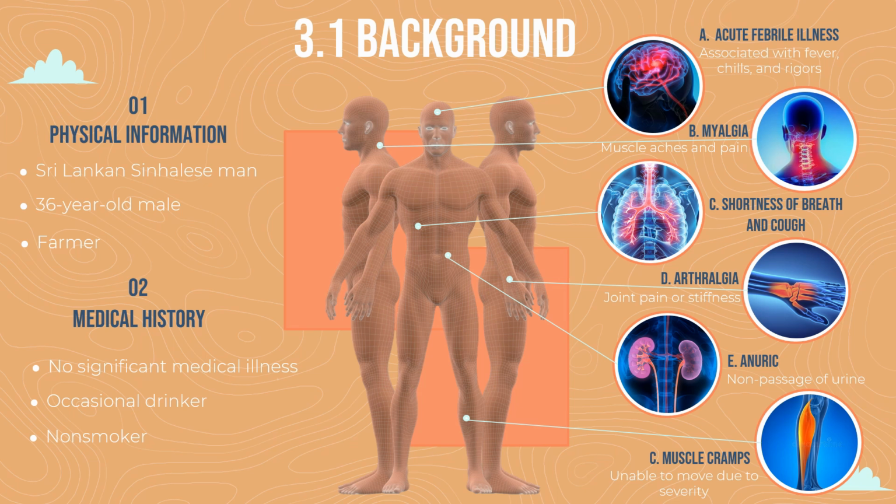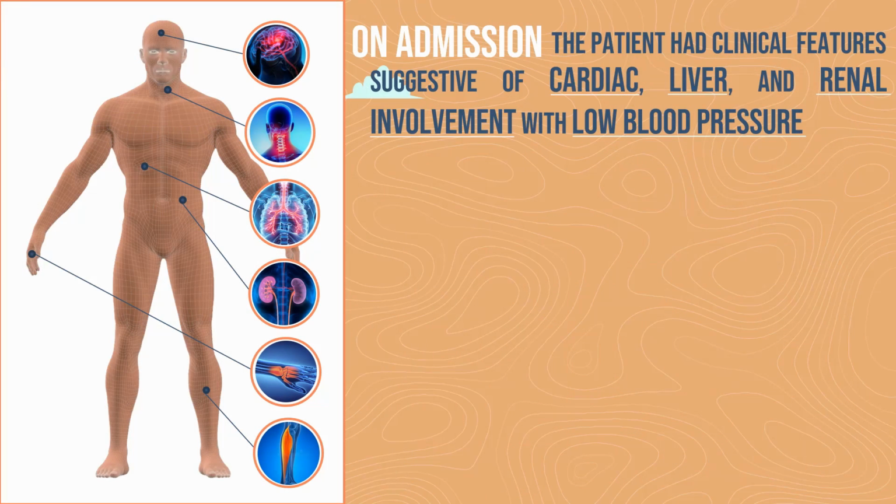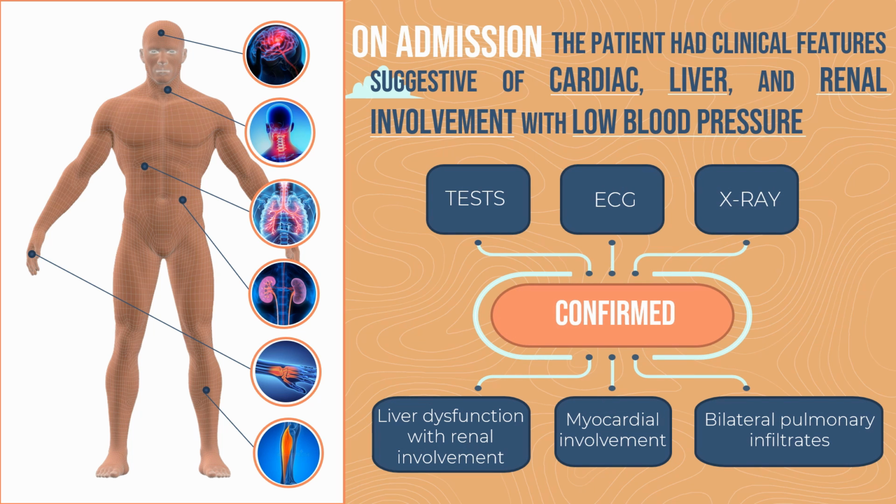presenting clinically similar symptoms to leptospirosis with an acute febrile illness with myalgia, with liver involvement in the form of transaminitis, cardiac involvement in the form of myocarditis, acute kidney injury, and pulmonary involvement. On admission, the patient had clinical features suggestive of cardiac, liver, and renal involvement with low blood pressure. Tests confirmed the liver dysfunction with renal involvement.